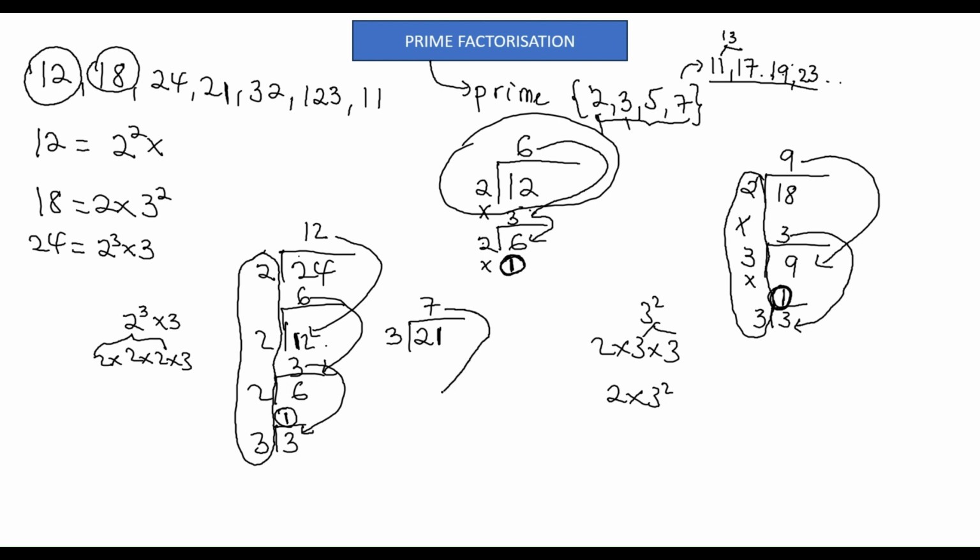Now we take that answer. We see that it's 7, right? So 2 cannot enter 7, 3 cannot enter 7, 5 cannot enter 7, 7 can enter 7. So we pick 7. 7 divided by 7, we get 1. So the answer that we get is finally 1. So we now take the numbers that we used to do the division so far, which are 3 and 7. So 21 is just 3 times 7.